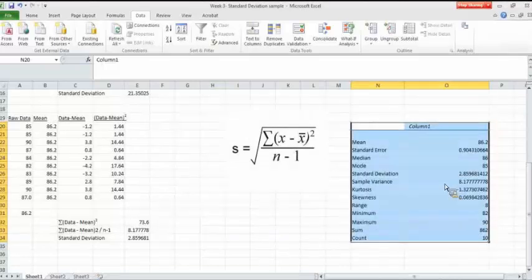In the future, using the data analysis toolpak is the easiest way to go, but it is good to try this a couple times just so you understand what it is that the formula is saying and how it shows the spread around the data. If you do have any questions about this, please feel free to let me know.